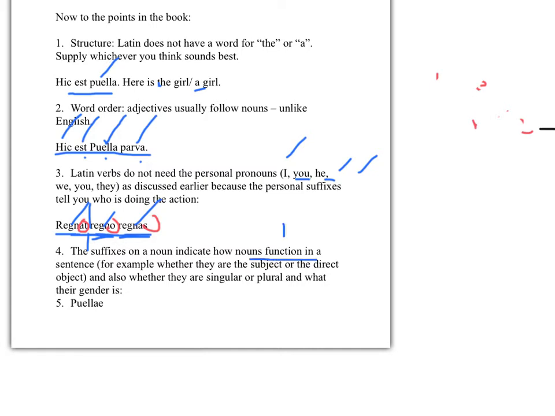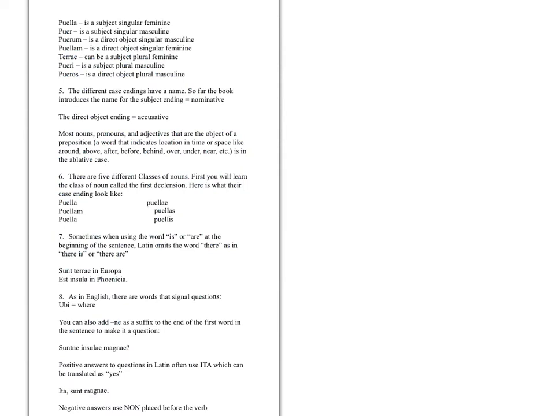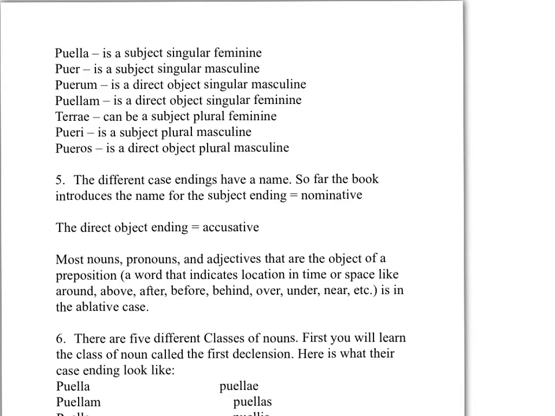How they function, whether they're singular or plural, and finally, what their gender is. The little ending on the noun tells you all 3 pieces of information. Take a look at these examples. Puella ends with an A, and so you can tell that puella is the subject of the sentence. You can tell that it is singular, and you can tell that it is feminine, all from that letter A. All that information is conveyed by the suffix of that noun.